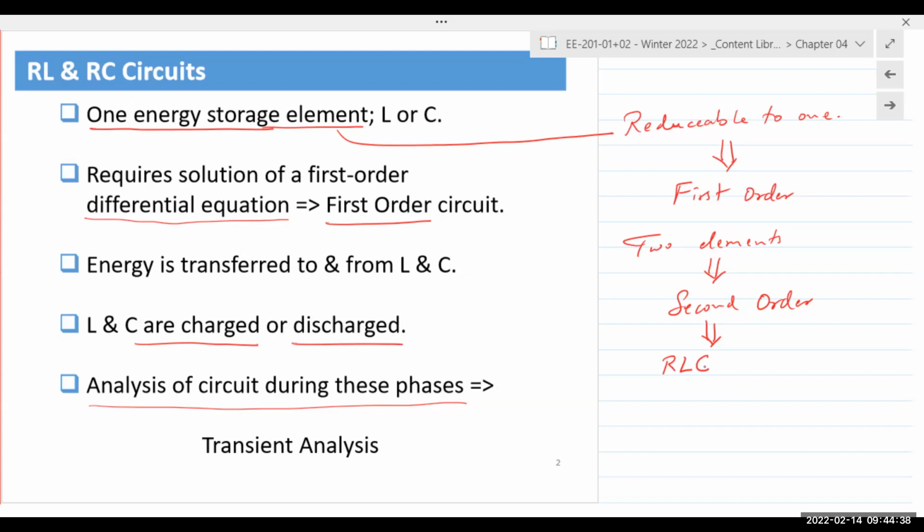Now, our primary focus is going to be on first order circuits. Second order, I will introduce the topic a bit, but we will not go too in depth into those. All right. Any questions? The basics make sense, right?